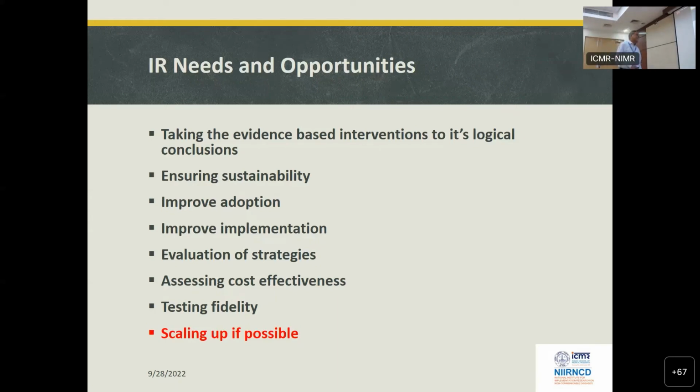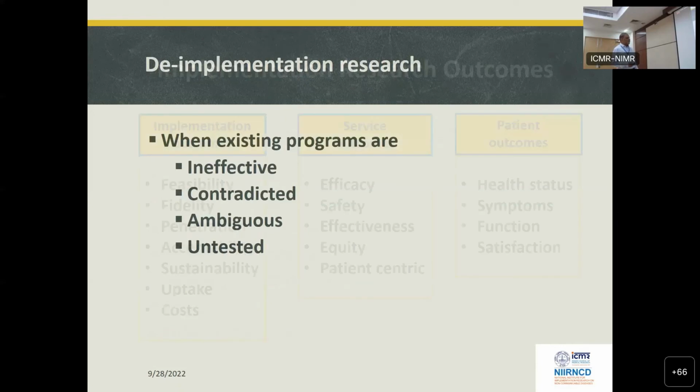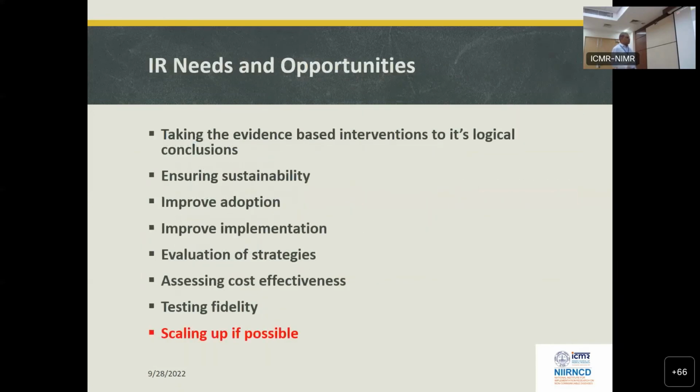Anyway, so these are the parameters on which you have to judge before you launch the implementation research program. Whether the strategies are correct or not, whether it is cost effective or not, and whether the fidelity can be tested or not. I have put scaling up, if possible, in red because earlier I said contextualization is very important. And once you scale up, then the context is lost.